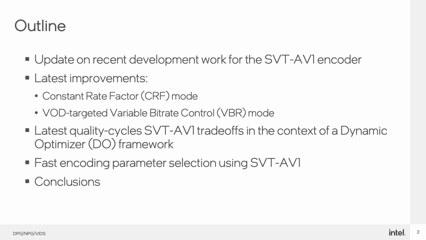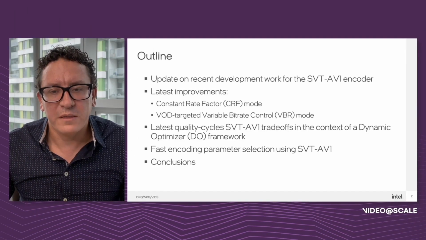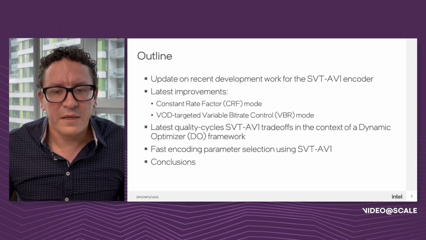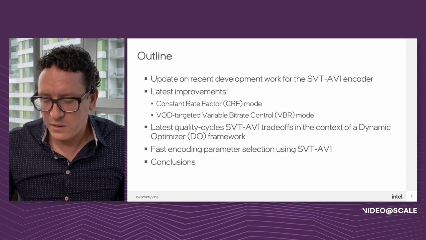In this presentation, we will go through the recent development work for SVT-AV1 encoder, including CRF mode and VBR mode. We will then present evaluation results for the SVT-AV1 encoder as compared to other open source encoders, where the evaluation was conducted using several approaches based on the dynamic optimizer framework. A fast evaluation approach that offers a significant complexity reduction of the dynamic optimizer is then discussed. And finally, we will present the concluding remarks.